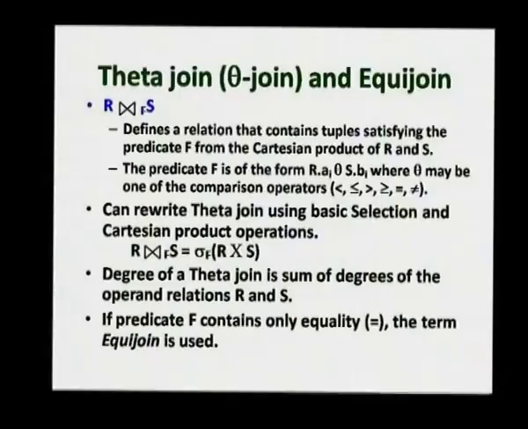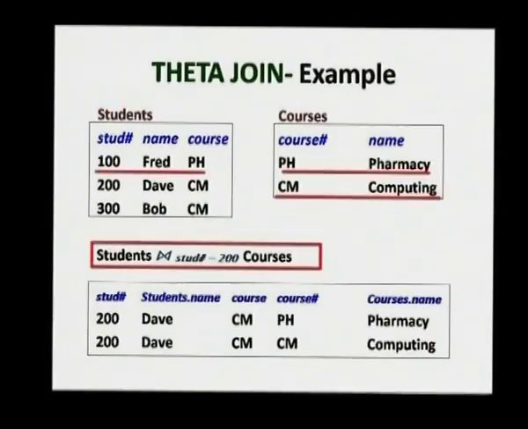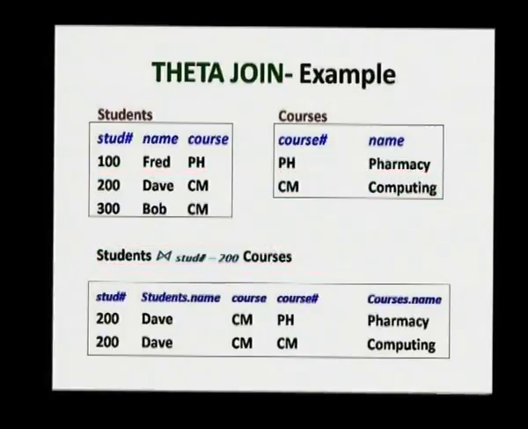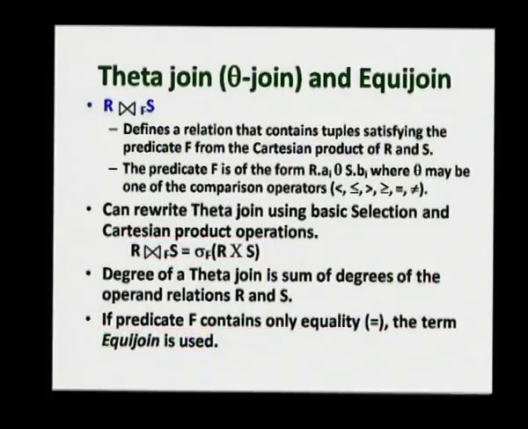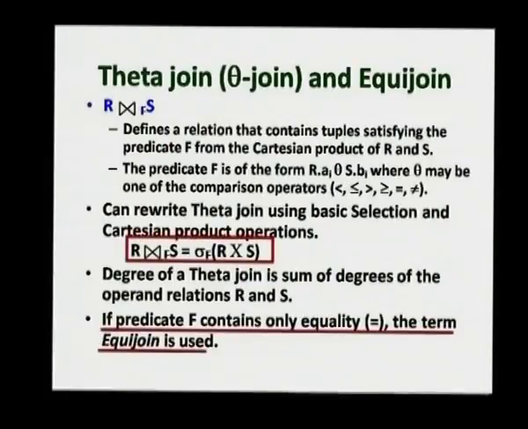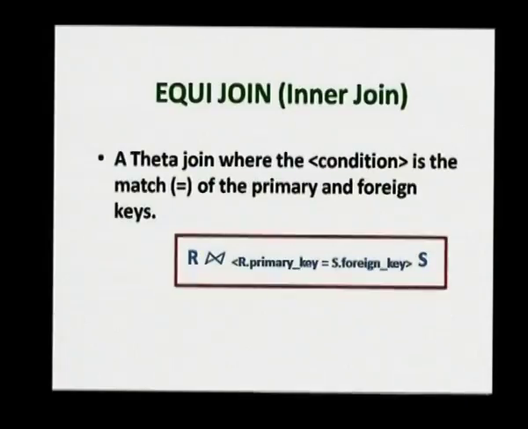Now, in the example we saw, equal defines a relation, but it can be any Boolean operation. For example, here you could have said student less than 200, in which case 100 also will come: 100 Fred PH, pharmacy, and 100 Fred PH, CM computing. So you would have had those two also. But if the theta has an equal to sign, then you write it as equijoin. If that predicate is defined by an equal to sign, then you call it an equijoin. In fact, the example we saw previously was an equijoin. Here the primary key is equal to the foreign key of this.